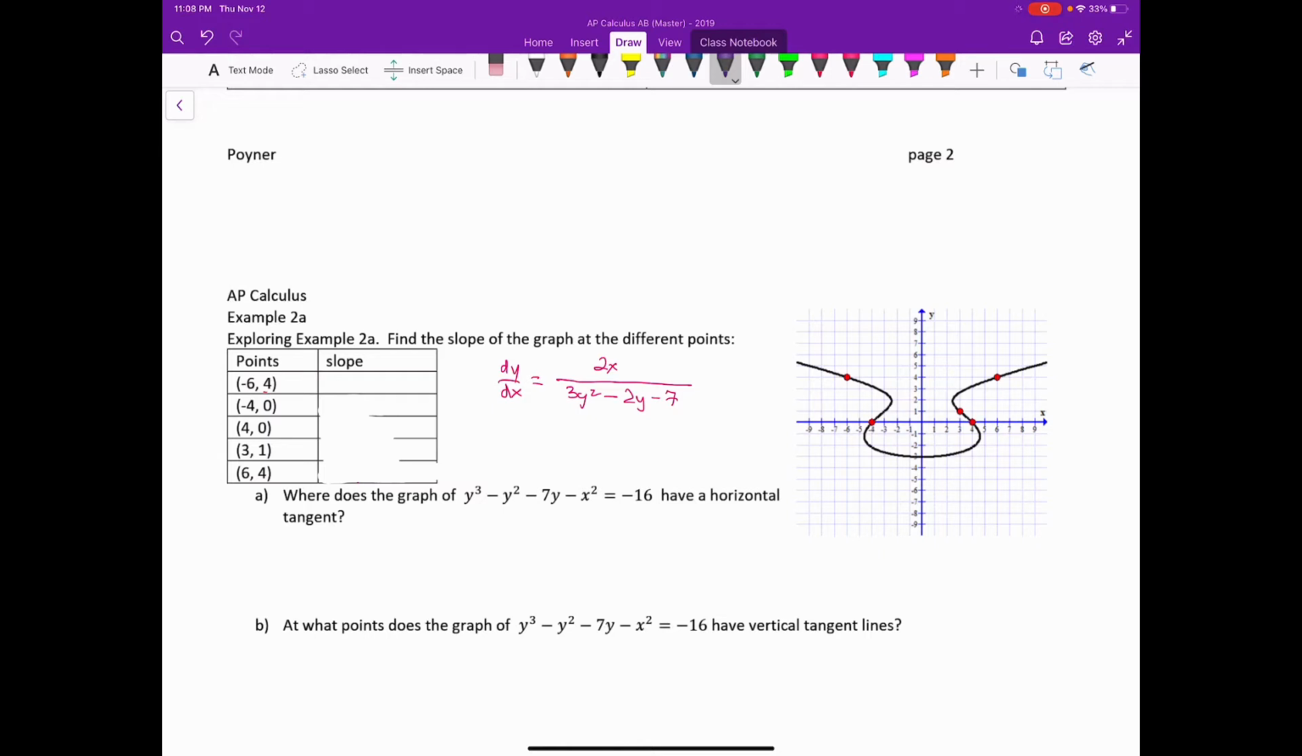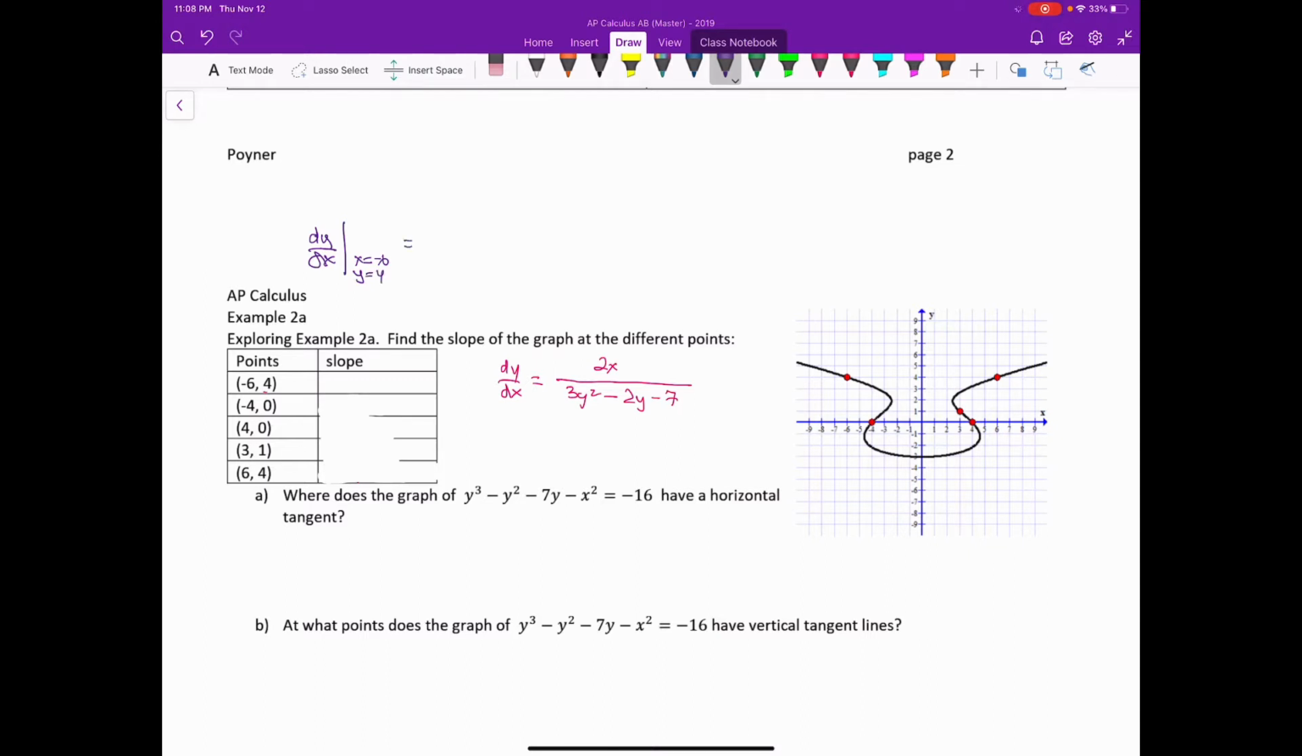Example 2a, if I'm asked to find the slope of the graph at all these different points here, I just copied down the derivative that we just found, and I'm just going to substitute in. Don't be afraid, it's okay that the derivative has both x and y in it. The way we're going to express our work, we're going to write dy/dx, and then for the domain where x is equal to -6 and y is equal to 4.